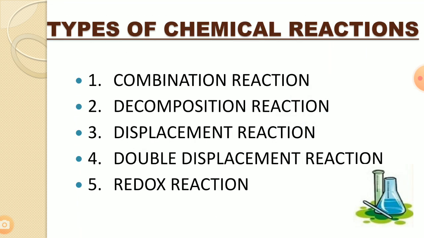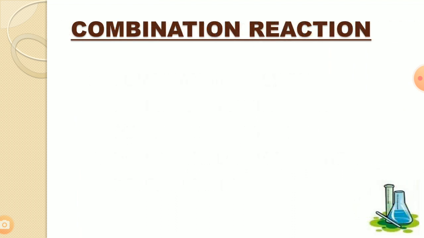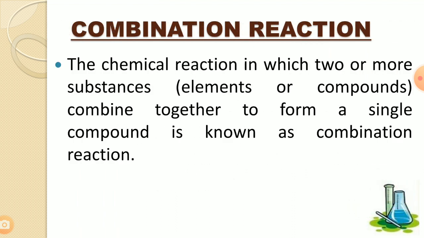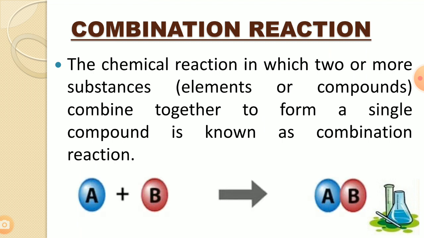Now we will discuss the types of chemical reactions. There are 5 main types of reactions, but we will discuss only the first 2. So the first is combination reaction. The chemical reaction in which 2 or more substances, it may be an element or a compound, combine together to form a single compound, we call it a combination reaction. As shown in the figure, when A combines with B, we get AB.